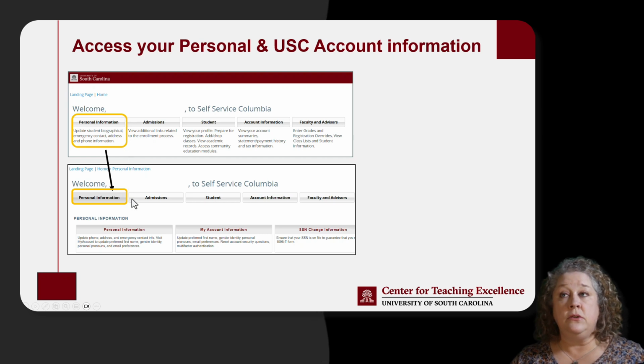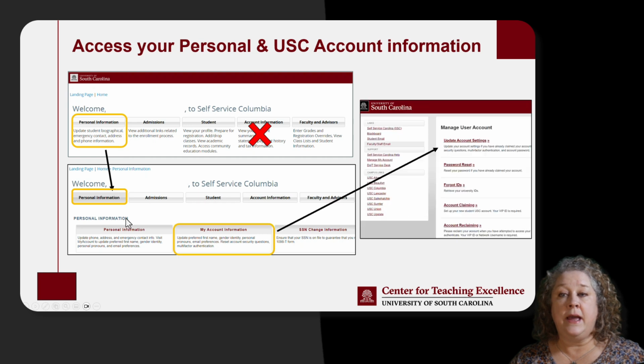This is your personal and USC account information. Do not go to the account information tab because that is something different in Self-Service Carolina. For information on your USC account, your username, passwords, personal information, it will be under the personal information tab. Here in personal information, go to my account information, and that will take you to this new website where you can now manage your user account.